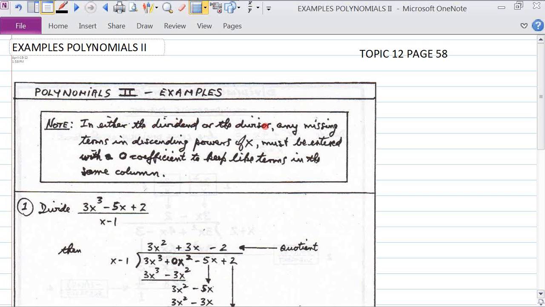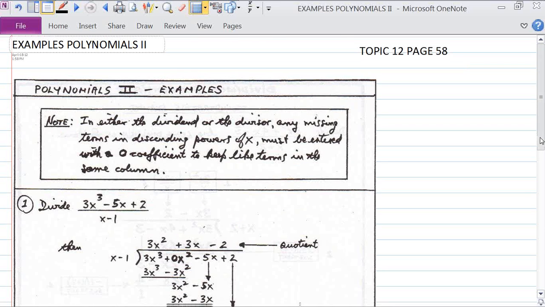In either the dividend or the divisor, any missing terms in descending powers of x must be entered with a zero coefficient to help to keep like terms in the same column. So right over here you see that you have 3x cubed minus 5x. There's no x squared term. So what you're going to do is create an x squared term and put a 0 in front of it, because 0 times x squared is 0, and that's to keep like terms in the same column. We'll see what this means as we go along.